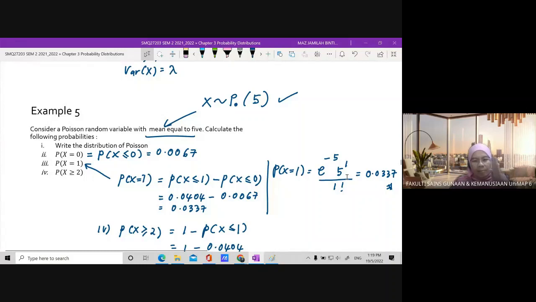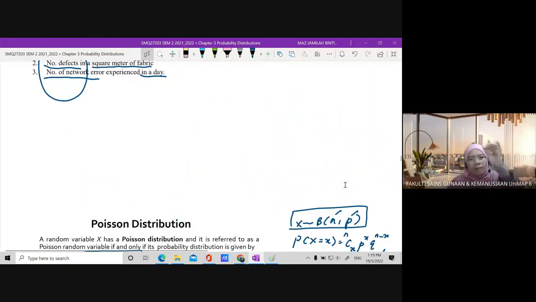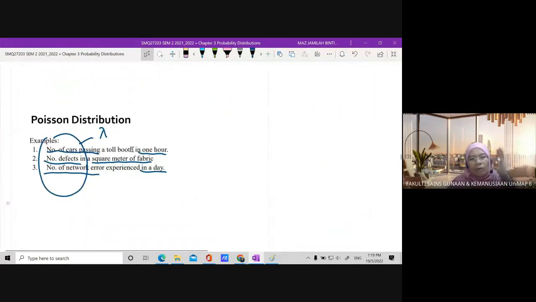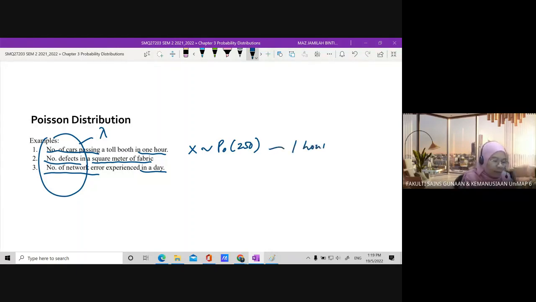Now, Poisson is very simple, but it can be complicated if the condition of the lambda is changed. Say, for example, the number of cars passing a toll booth in 1 hour. Let's say X in 1 hour follows Poisson with mean 250, for example. Very busy. But the question may ask you within 5 minutes, so you need to find P(X less than or equal to 5) for a 5-minute interval.